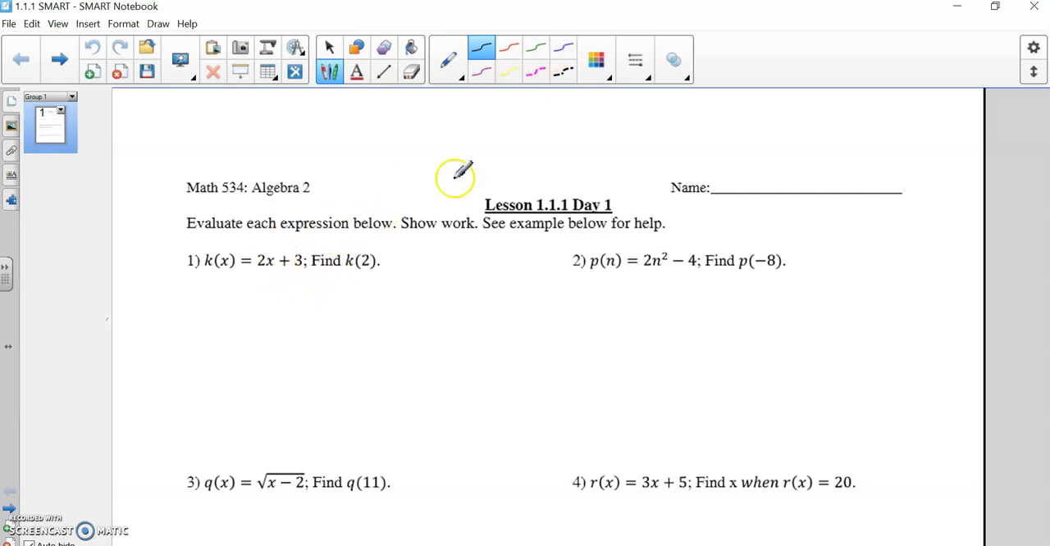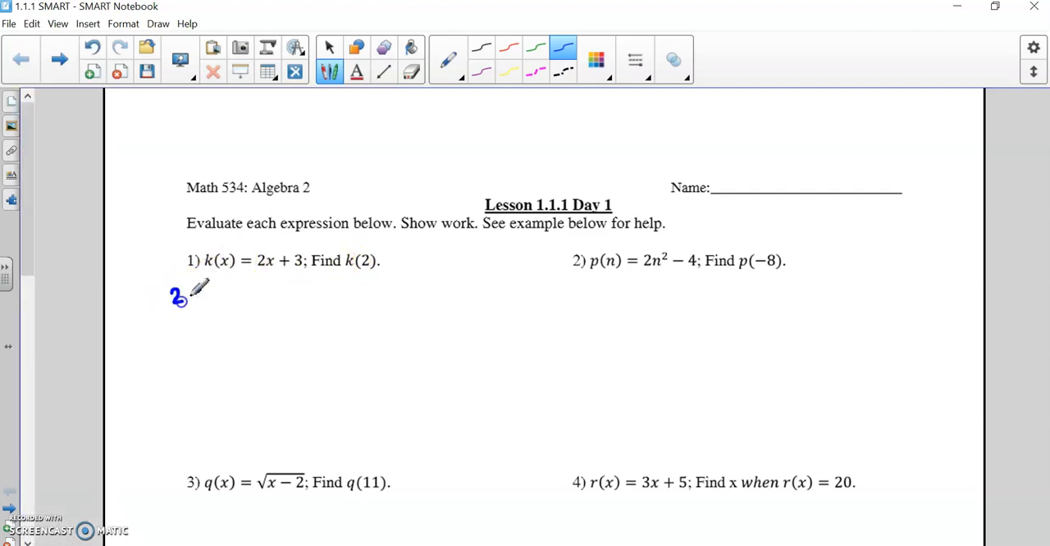So for the first example, if you have an equation, for example, k of x equals 2x plus 3, and I want to find k of 2. So you can already tell that instead of k of x, I've replaced that x with a 2 in the parentheses, which tells me that I'm going to need to do the same in the equation. So where I have written an x, I will write a 2 instead and leave everything else the same.